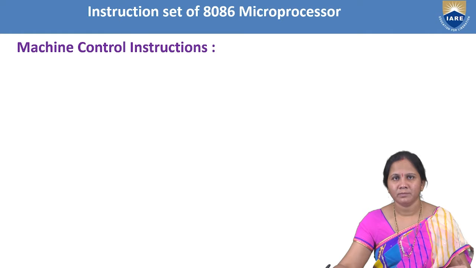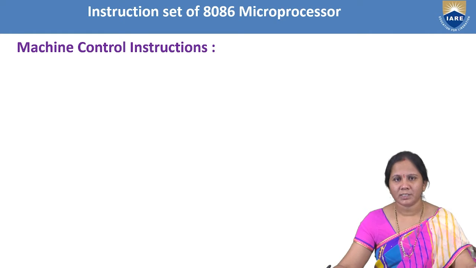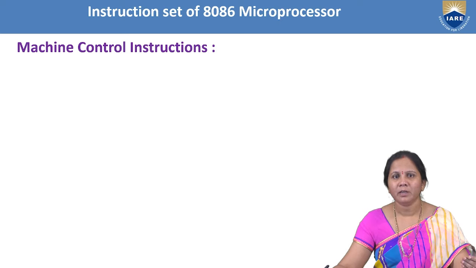Here in this session, we will discuss mission control instructions and flag manipulation instructions. First, coming to the mission control instructions. These instructions will control the machine. Here the machine is nothing but the CPU, which we can also call a processor. That means the instructions that come under this classification will be controlling the processor.